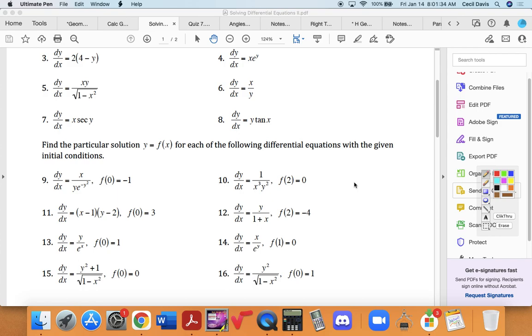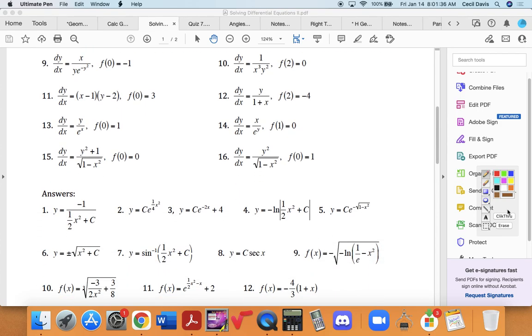Number 9, okay. One with an initial condition. Oh my.